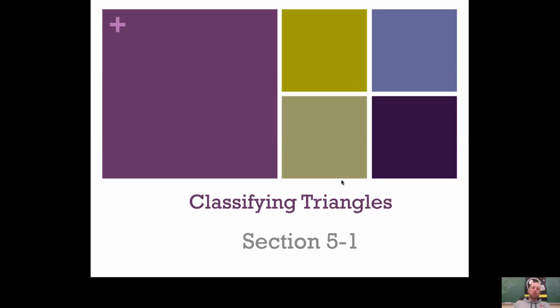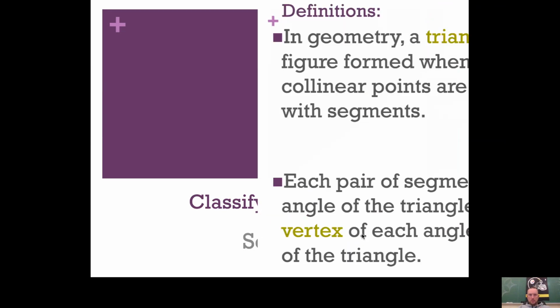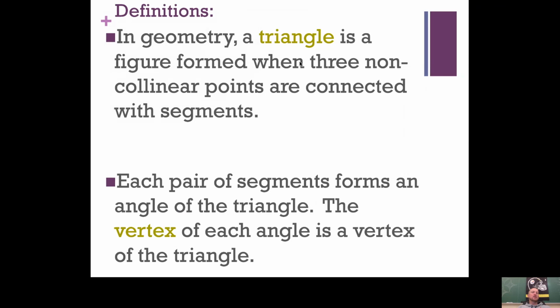This is section 5.1. It's on classifying triangles. In geometry, a triangle is a figure formed when three non-collinear points are connected with segments. Each pair of segments forms an angle of the triangle. The vertex of each angle is a vertex of the triangle.